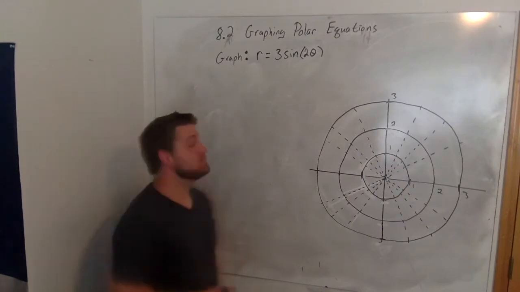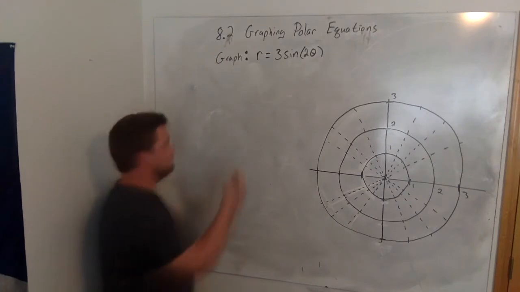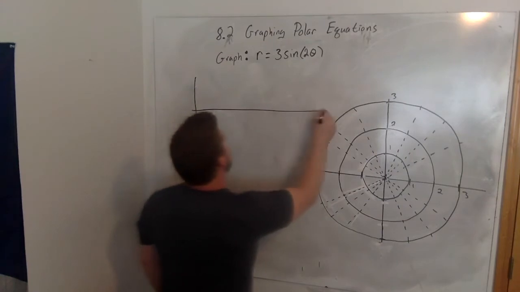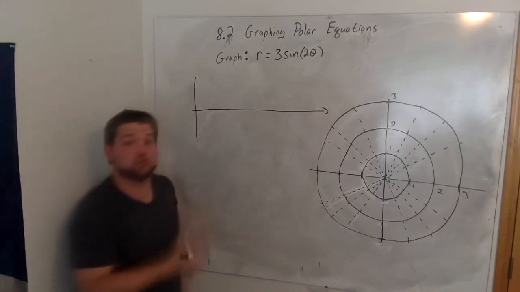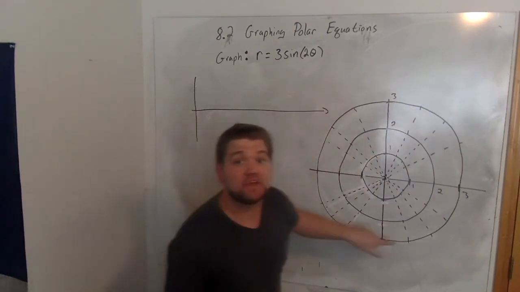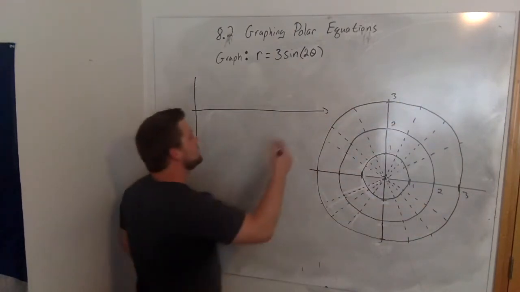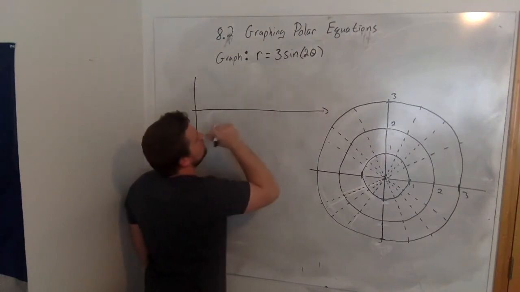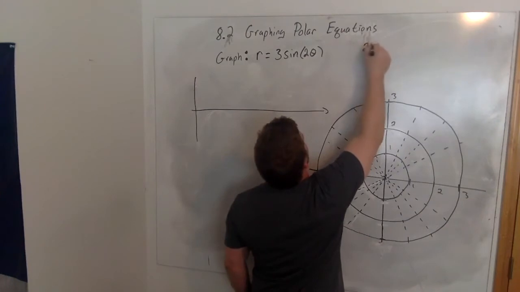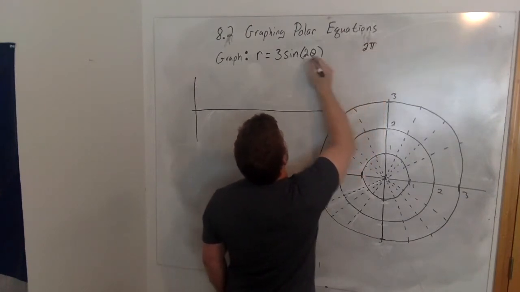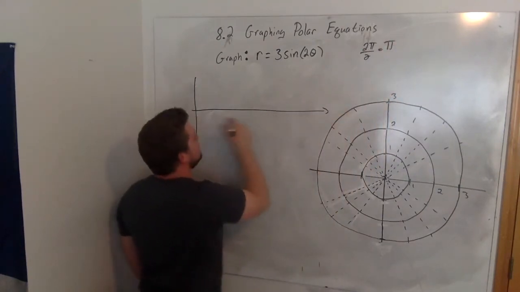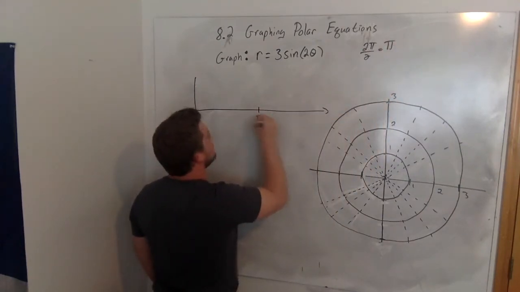Okay, let's do it. Let's first make our graphical t-table. And for a lot of these problems, you're going to want to plot them out to 2 pi, because we want to know what the radius is doing as we go around the circle at least one time. Okay, so for 3 sine of 2 theta, what's the period? Well, you take 2 pi and divide it by the number out front, 2. So the period is pi. Okay, so let's put pi here.